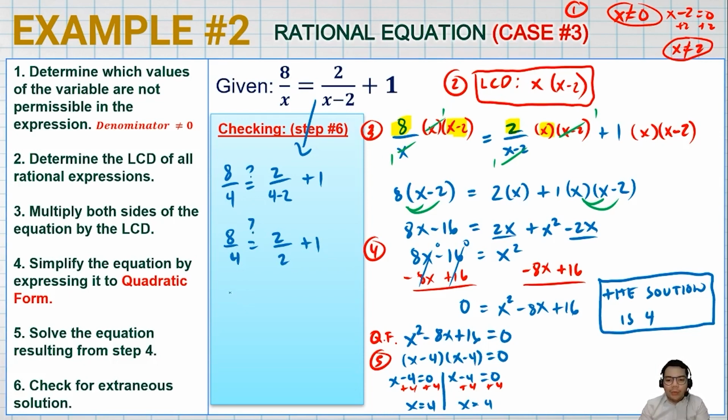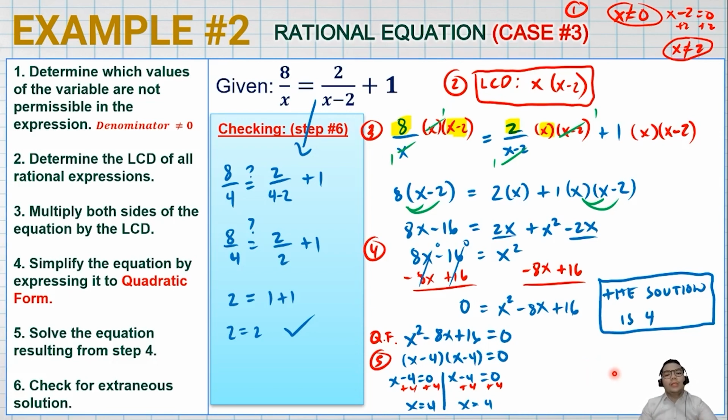So 8 divided by 4 or 8 over 4 is just 2. Is it equal to 2 divided by 2 which is 1 plus 1? Are they equal? Yes, 2 is equal to 2. So it satisfies the given rational equation. Therefore, the solution is 4. So wala tayong extraneous roots for these two given examples.